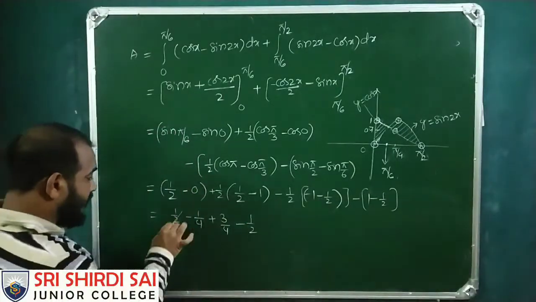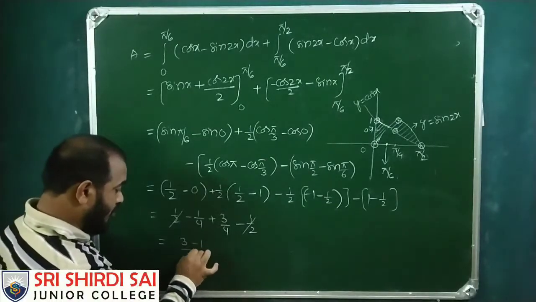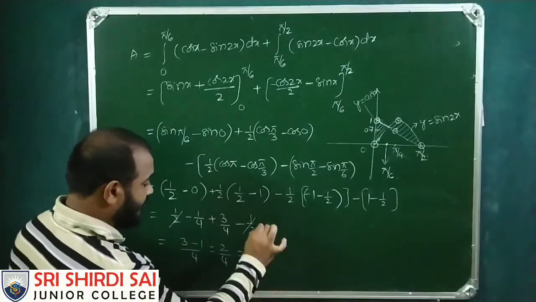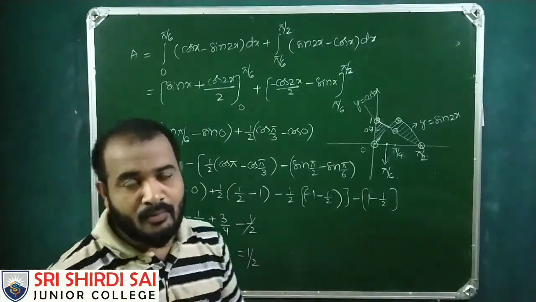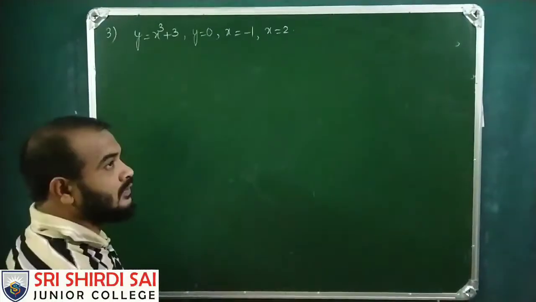Therefore this plus half and minus half get cancelled. So 3 minus 1 by 4, which is 2 by 4, which is equal to half. So actually the total area bounded by the two curves is nothing but half.